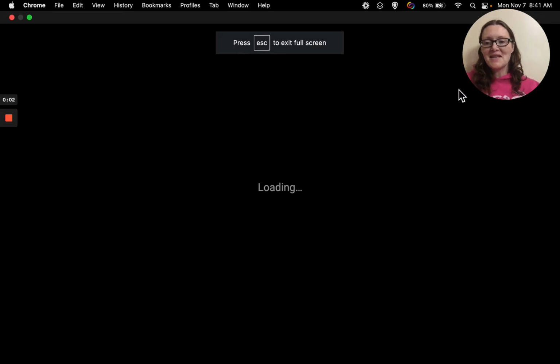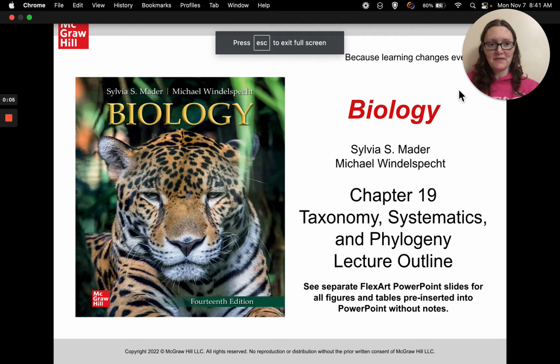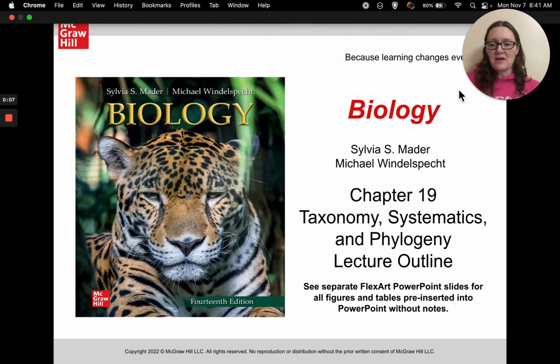Chapter 19. We've only got 3 chapters left, including this one, so we are nearing the end. So this one is going to be a short and fast one: taxonomy, systematics, and phylogeny. This one's a pretty interesting one. It's looking at the systems of classification and how organisms get classified.